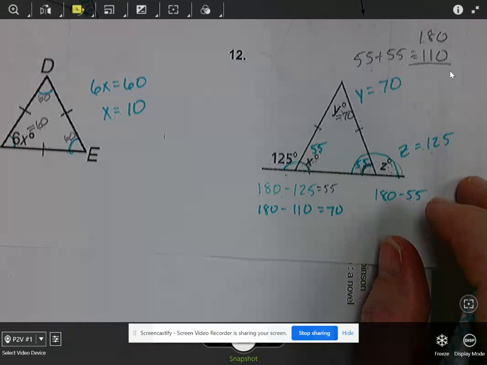All right. What questions do you have on the worksheet or just on isosceles, equilateral triangles in general?